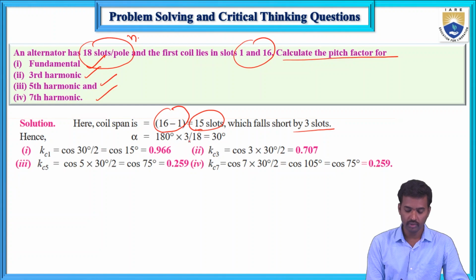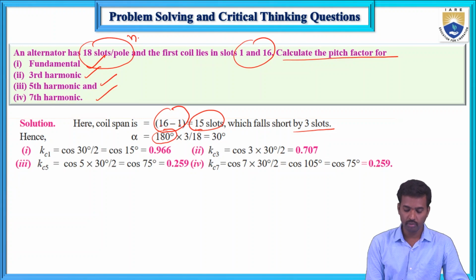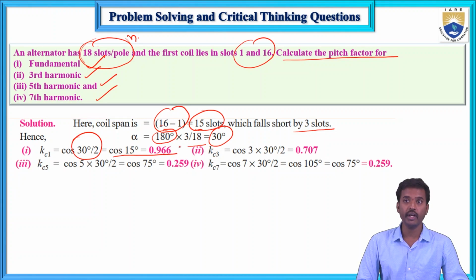So alpha equals 180 into, the total number of slots here is 18, so 18 minus 15, that is 3, by 18. That equals 30 degrees. So cos 30 by 2, that is cos 15, equals 0.966. So this one is okay.